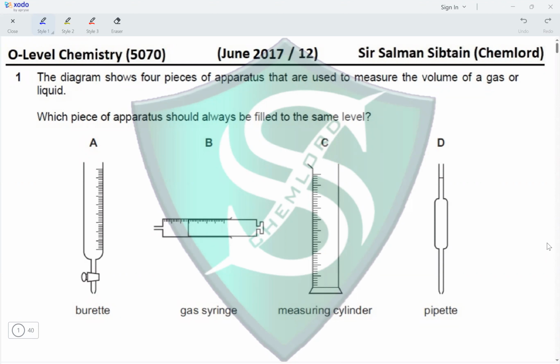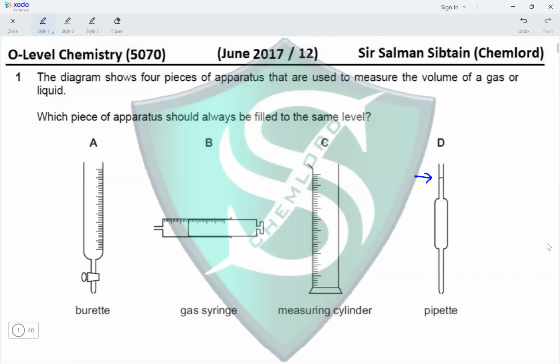Now, the burette, gas syringe and measuring cylinder have graduations on them, which means they have different markings, which means they can be filled to different levels and can be used to obtain different volumes of liquid or gas, whereas the pipette has only a single marking, which I have highlighted here with an arrow. So the pipette must always be filled up to this mark in order for it to be used accurately.